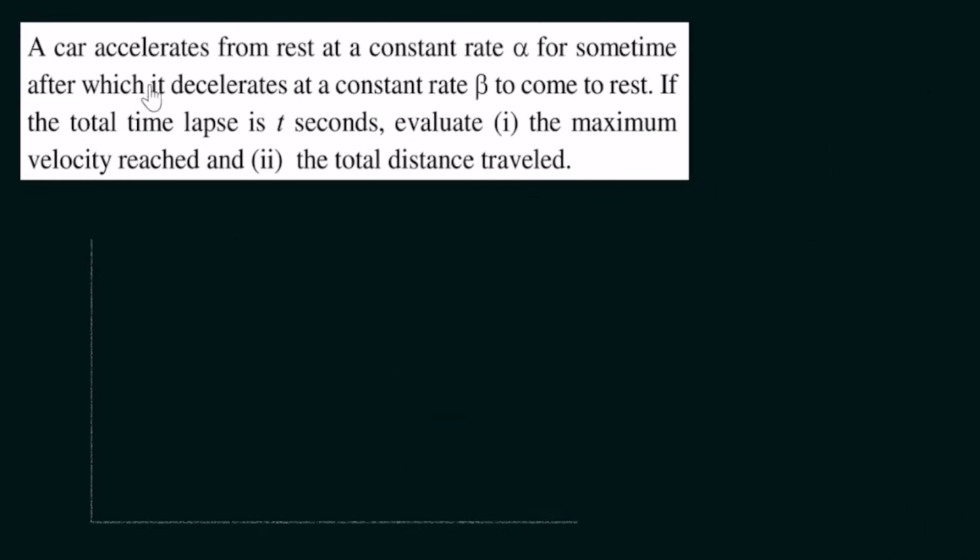Our next question is, a car accelerates from rest at a constant rate alpha for some time, after which it decelerates at a constant rate beta to come to rest. If the total time elapsed is t seconds, evaluate the maximum velocity reached and the total distance traveled. Okay, basically here we have to plot a graph of velocity versus time.